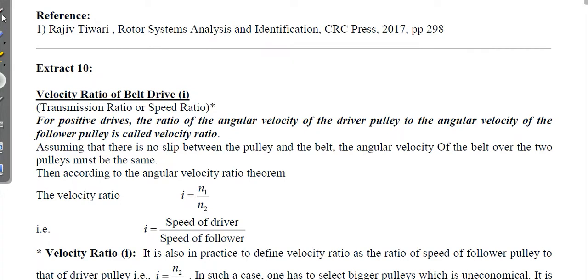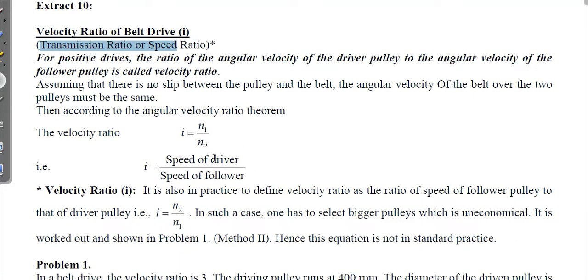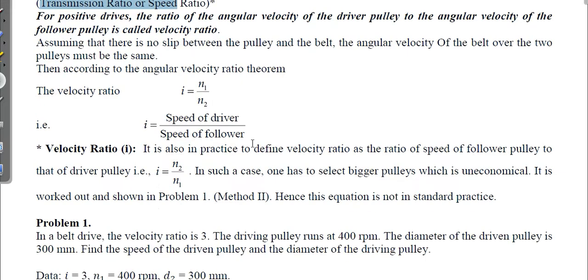Now, one interesting point will be there in extract 10. It will try to justify which formula you should use. For this author, velocity ratio, transmission ratio, and speed ratio are the same, that is, speed of driver upon follower, or driver upon driven.